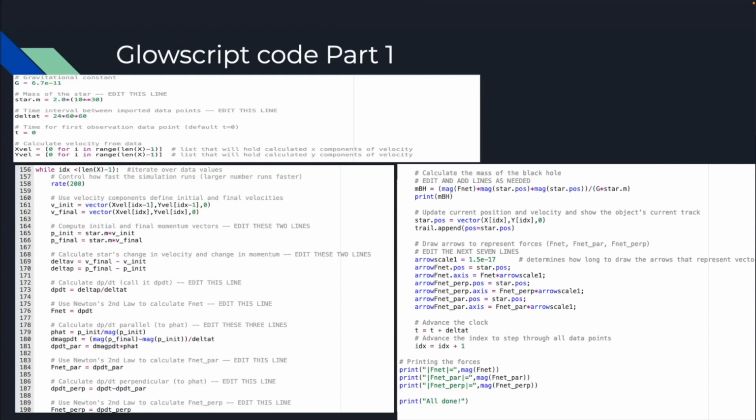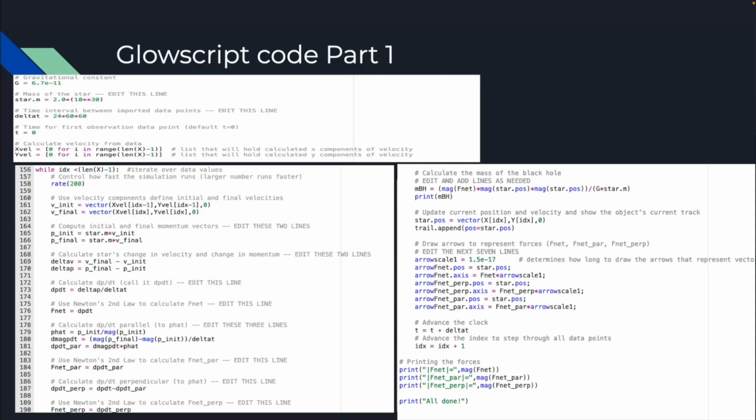Here's the GlowScript code for the first part of the lab. As you see in the top left, you see the gravitational constant, the mass, and the delta t, which are the givens. You also see the while loop, which helps determine the change in momentum in order to find the net force, both in the parallel and perpendicular components.